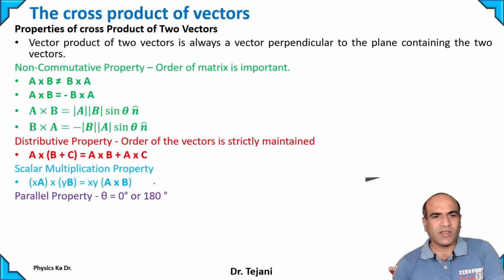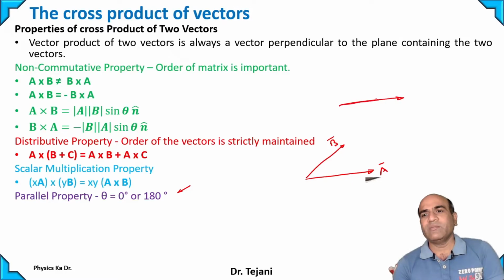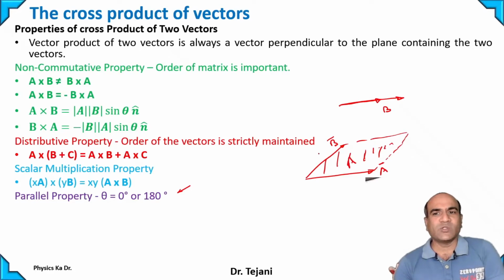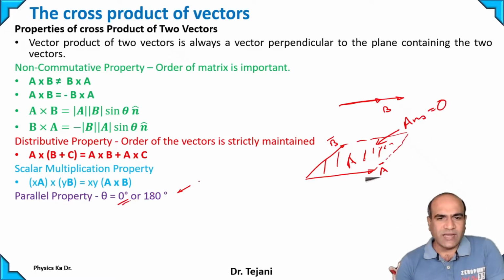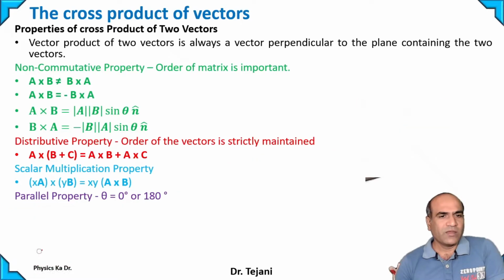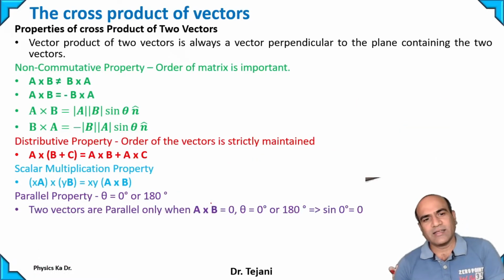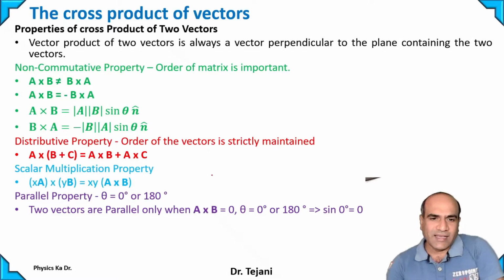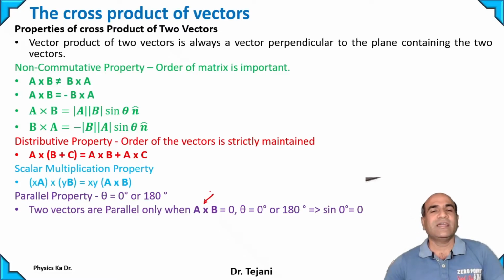Let's move. Parallel property. Parallel property means what? A and B, these two vectors, have a 0 degree angle. If A and B both have a 0 degree angle, we know that ultimately the product is a multiplication of these two, and it produces area. If there is no area, that means its answer is zero. Its product is zero, right? And we can see here also sine theta, sine zero is equal to zero. If it is 180, then also it is zero. And therefore, if it is mentioned that vectors are parallel, then vector A cross vector B is always zero.